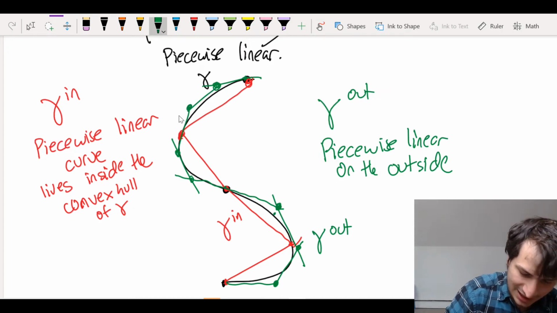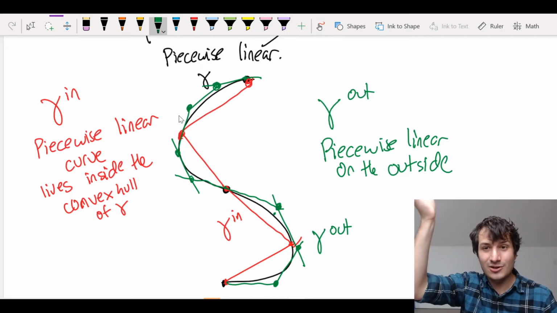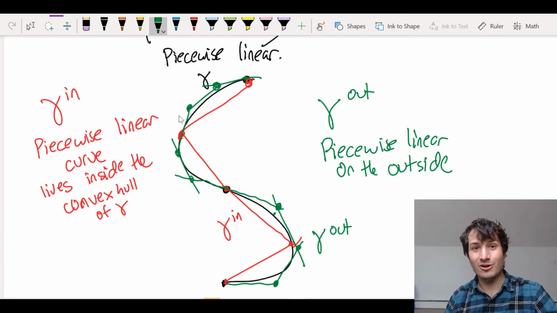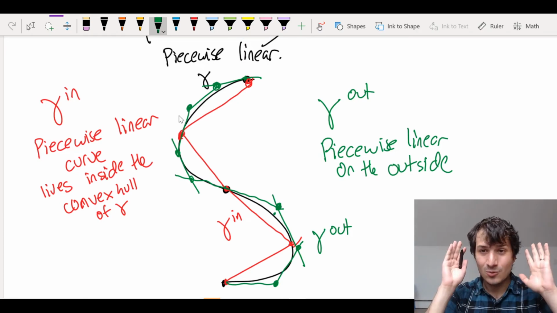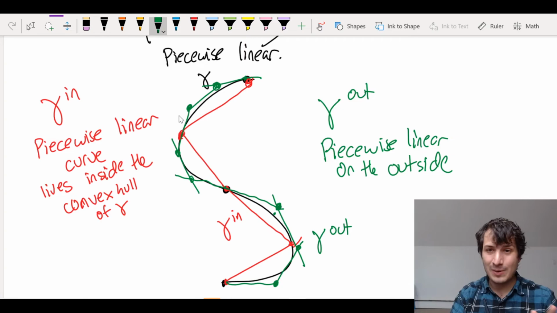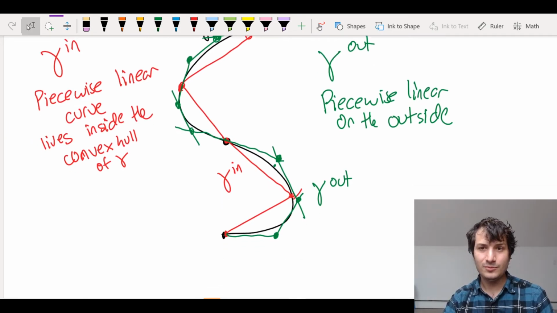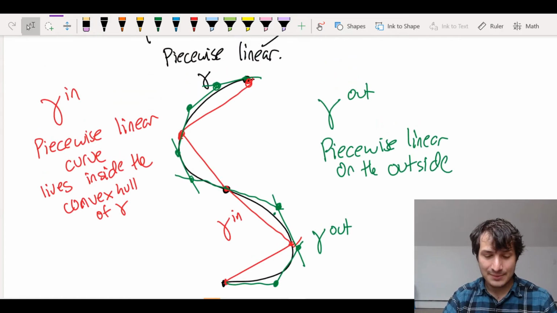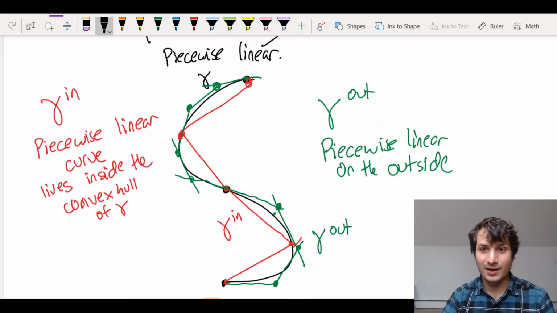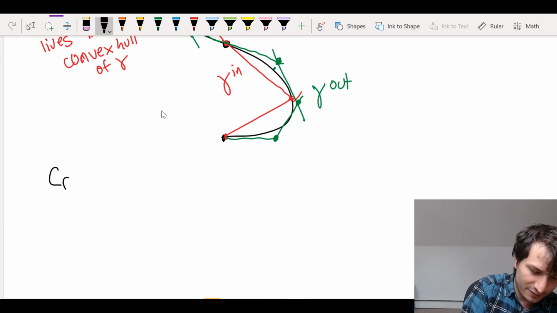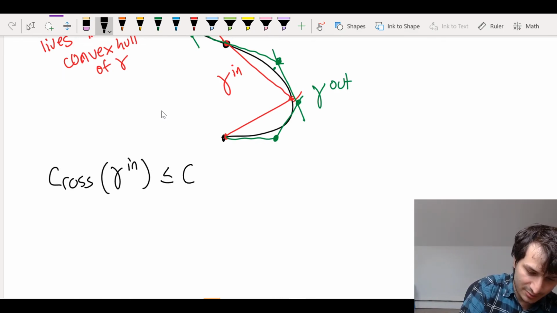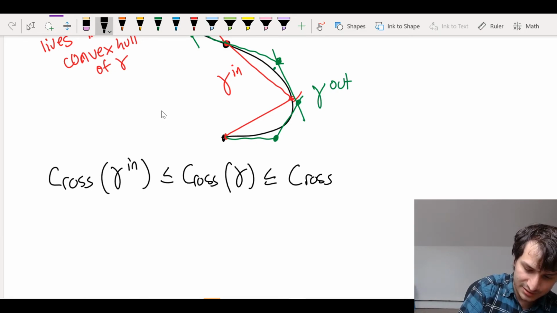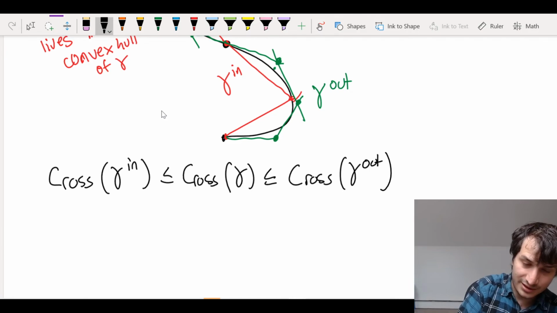So gamma out is piecewise linear on the outside. Gamma in is piecewise linear on the inside. And we're going to make an argument again that works for every possible gamma in and gamma out that behave like this. Here's the key observation. I'm going to claim that the number of crossings of gamma in is less than or equal to the number of crossings for gamma, which is less than or equal to the number of crossings for gamma out. That's the claim.